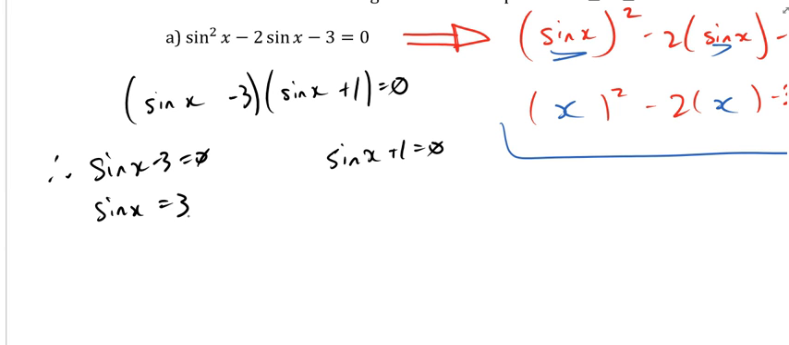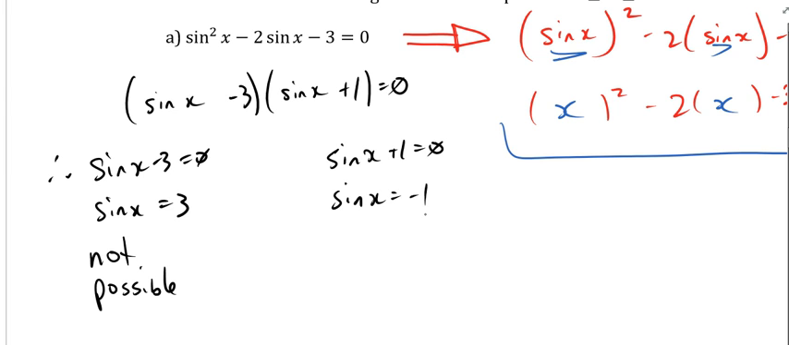Okay? So this is not possible. However, we do have an answer over here. Sine of x equals negative 1. So x equals, and from the graph, 3 pi over 2. So in this case, we only got one answer. Let's try another one.